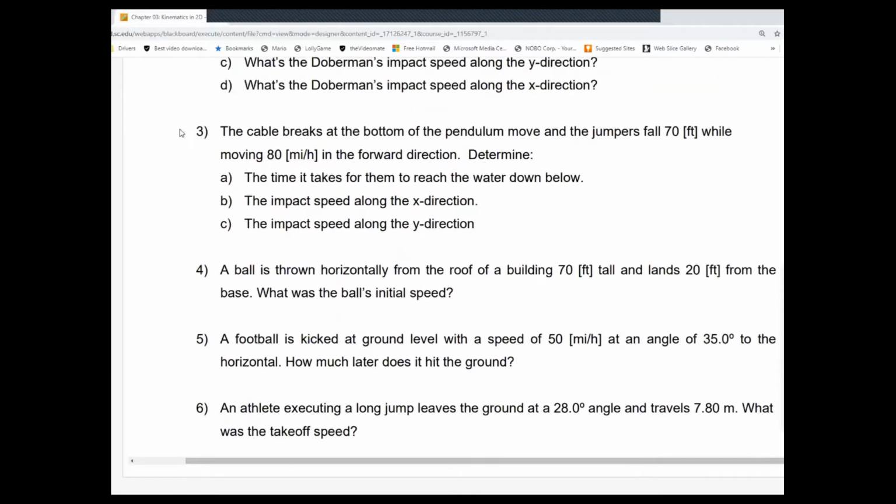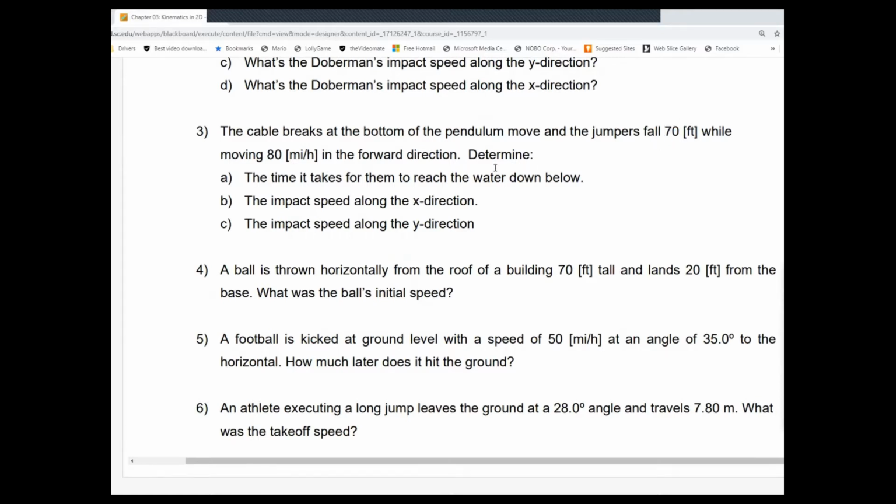So problem number 3 is the one that you need to focus on. They're moving 80 miles per hour, so that's the initial speed, 80 miles per hour, along the x direction. They will fall 70 feet. So that's the motion in the vertical direction. That's the height. This is really the vertical motion.